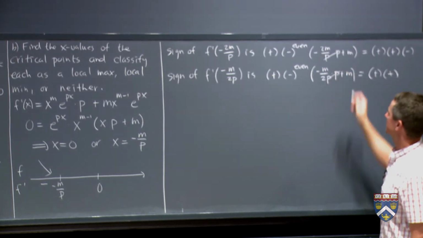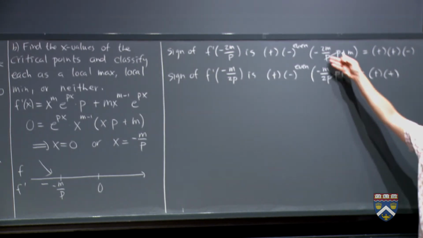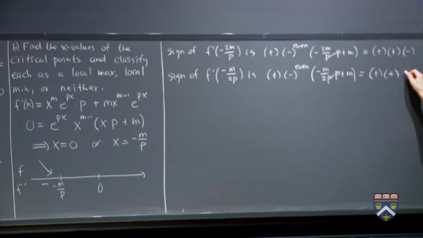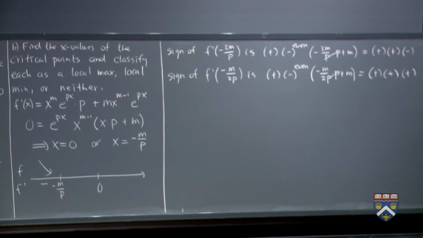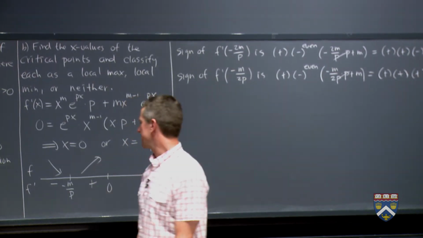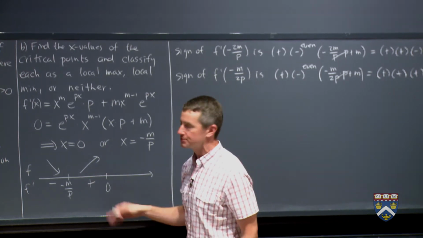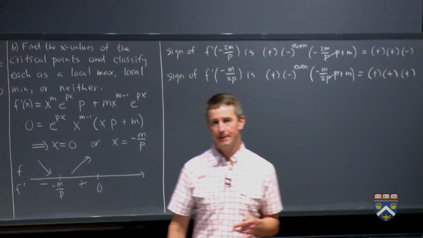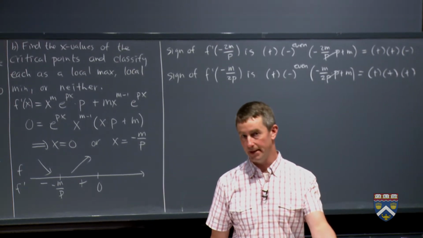And now the p's cancel. We get negative m over 2 plus a full m, so that's positive m over 2, so that's a positive. So positive, positive, positive is positive. So that means f prime is positive in between here and here, so f is increasing there. So what have we found out about x equals negative m over p? That's where f has a local min.